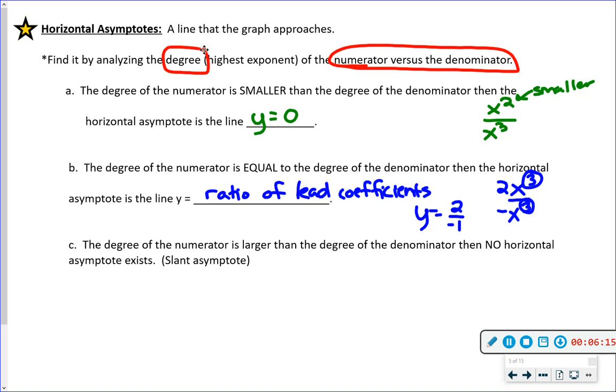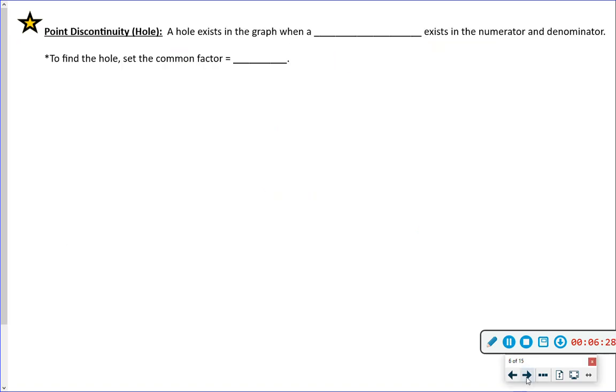Now, I might be able to do synthetic, I suppose. I shouldn't just say long division for it. We might be able to do synthetic. It just depends on our divisor. But to find the slant, we're going to have to actually divide it out. So prepare yourself for that. That's towards the end. Okay.